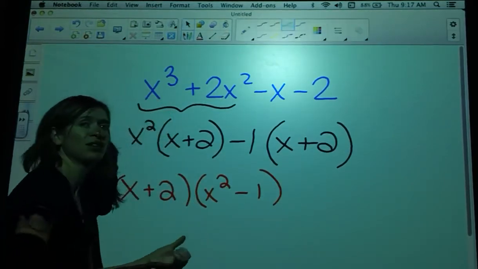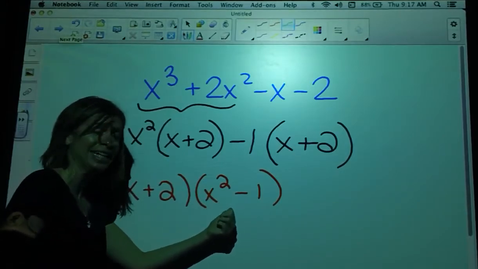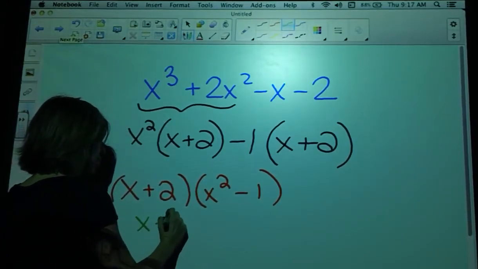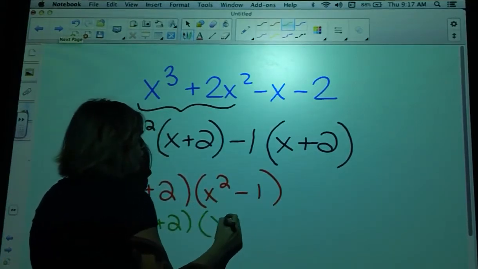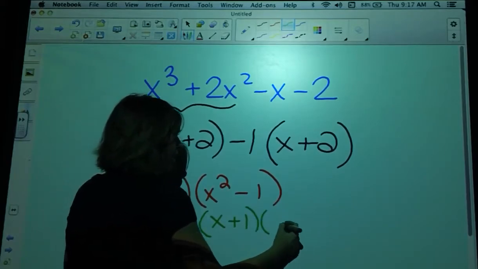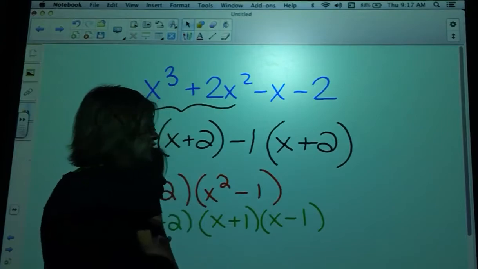Oh, my goodness. Coach Fred said always factor completely. So now I've got x plus 2, and this is the difference of squares. So x plus 1, x minus 1. Okay? All right, so that's grouping.